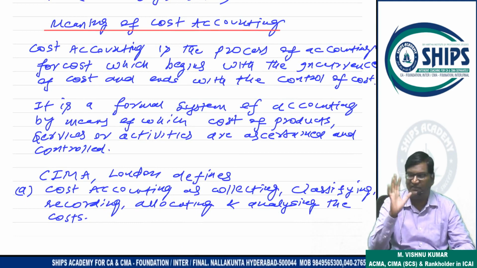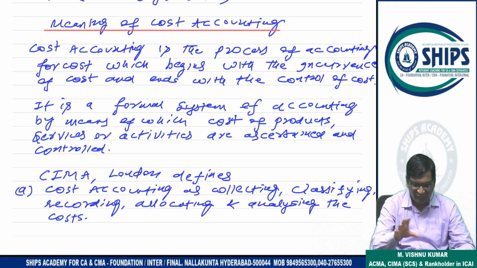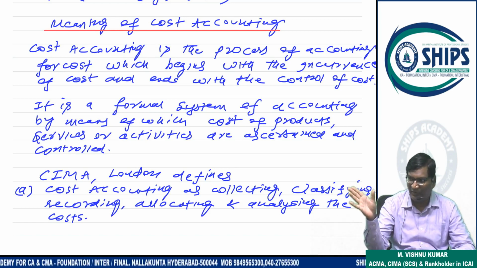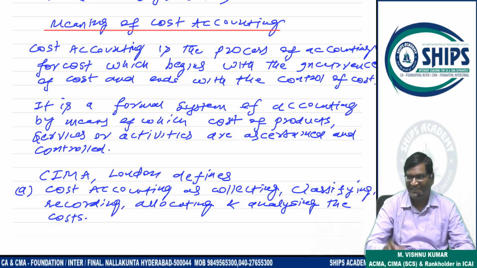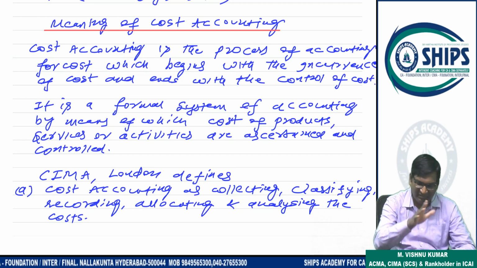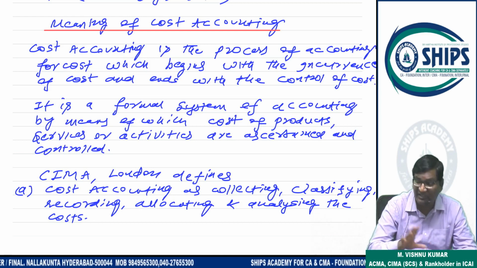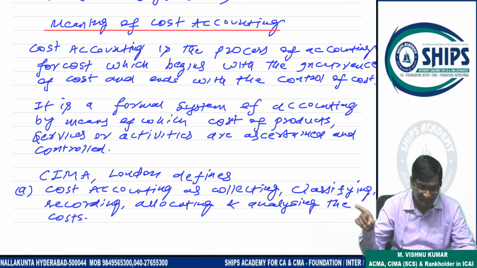The accounting paper meaning of asset is different. If you learn the account asset meaning here and write the same definition in the accounting paper, they will not give marks. Accounting framework is different, costing framework is different. Okay, so I hope all this is understood. Clear?